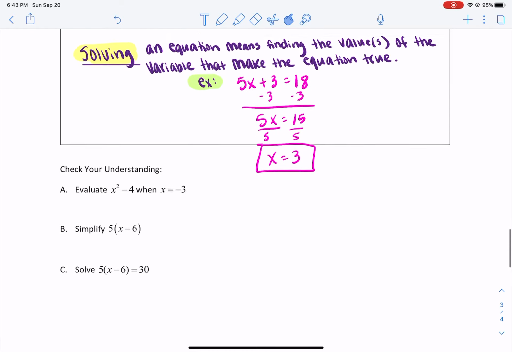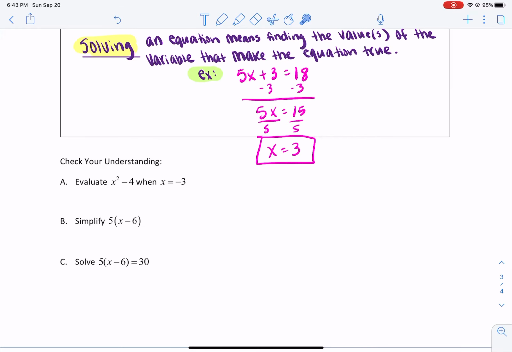Okay, so the last thing that you have to do here is to check for understanding. You're going to evaluate x squared minus 4 when x is equal to negative 3, simplify, and solve. And then you're done with this section.